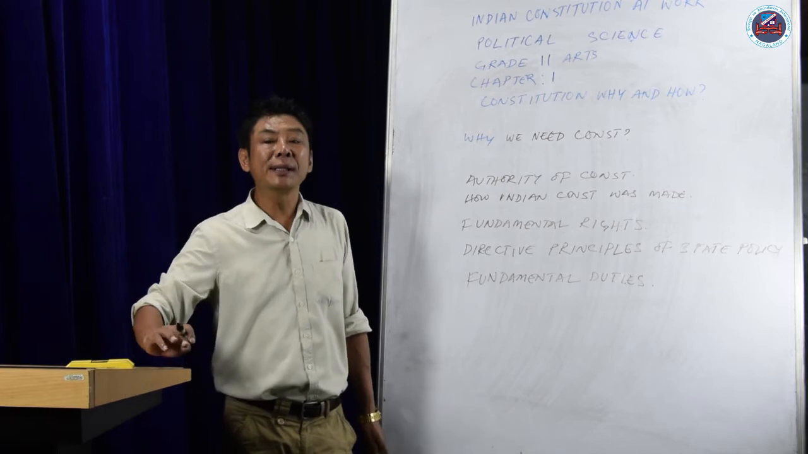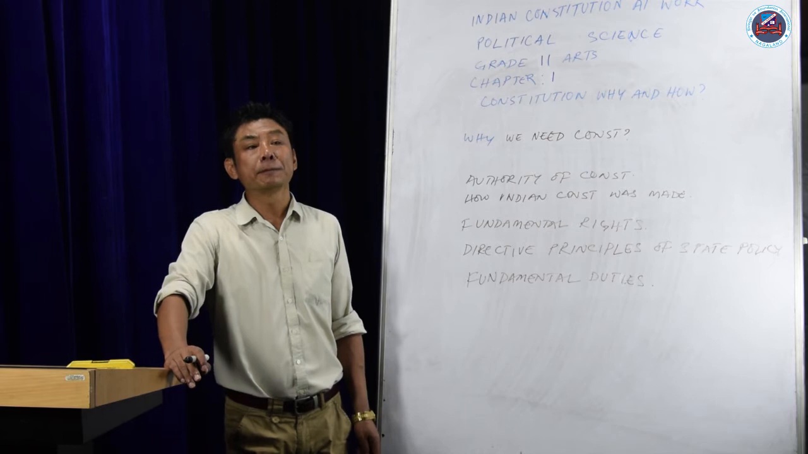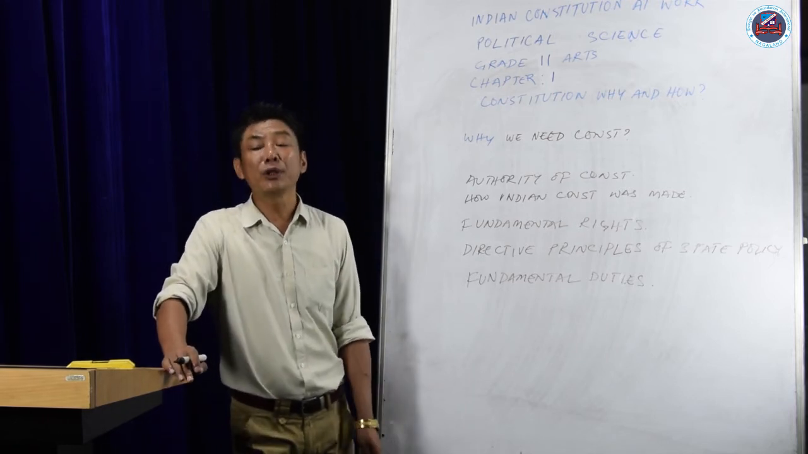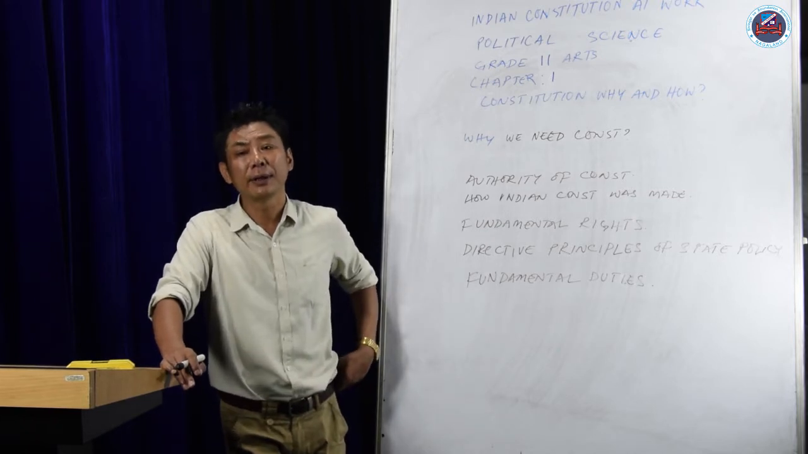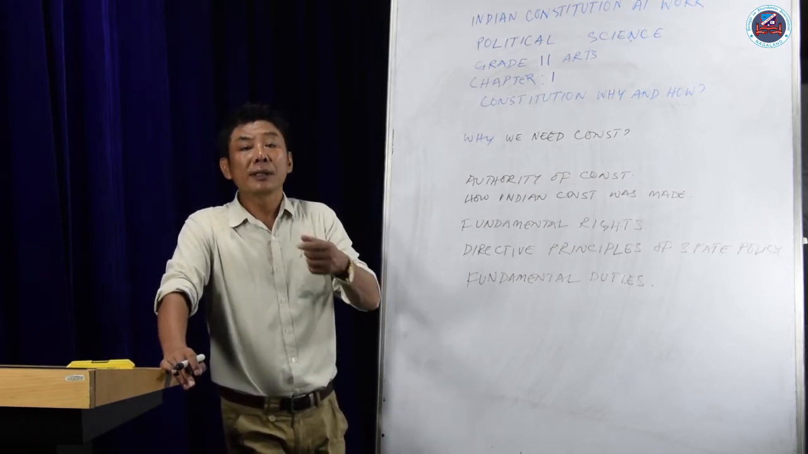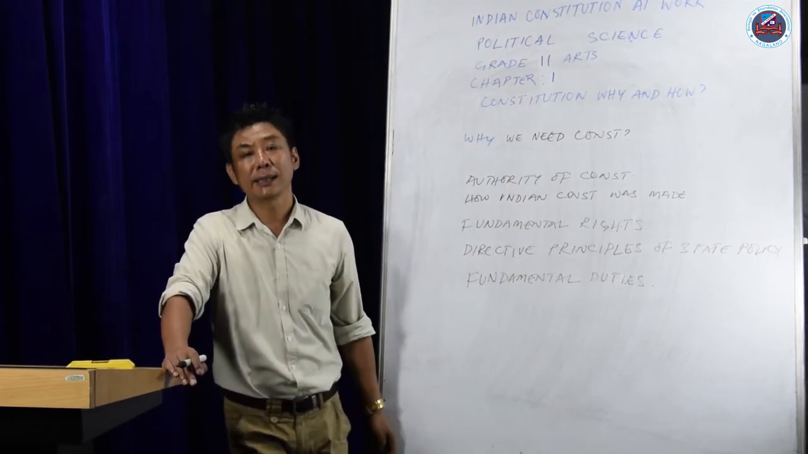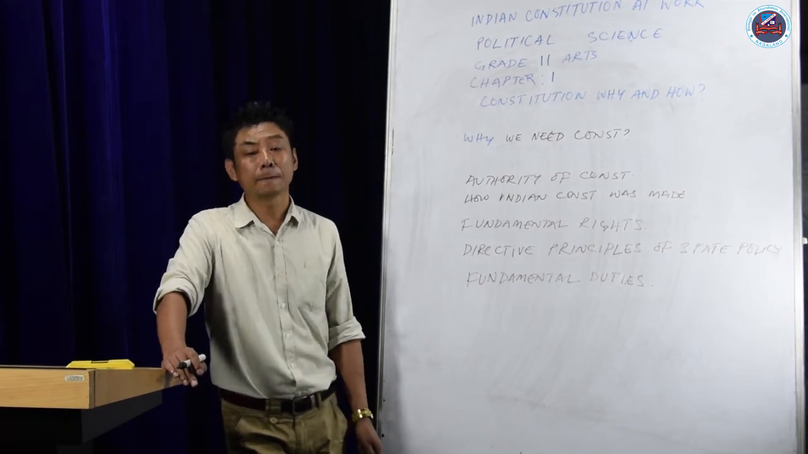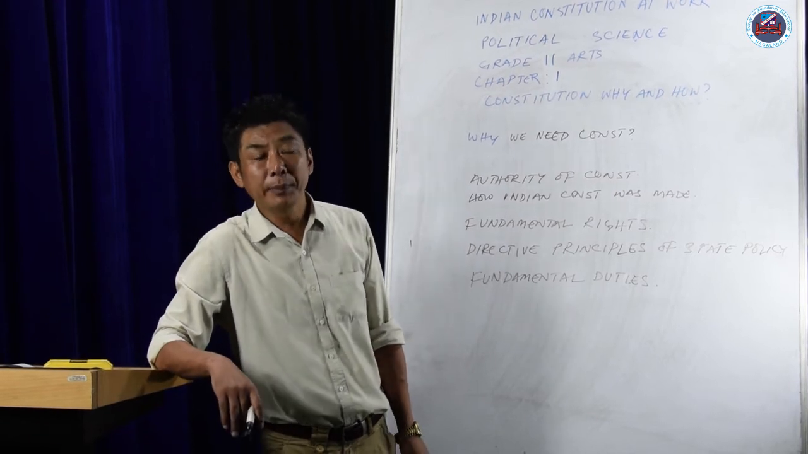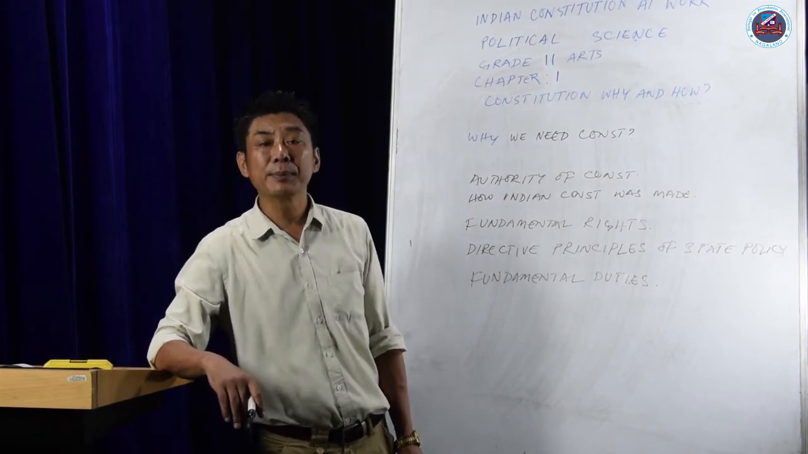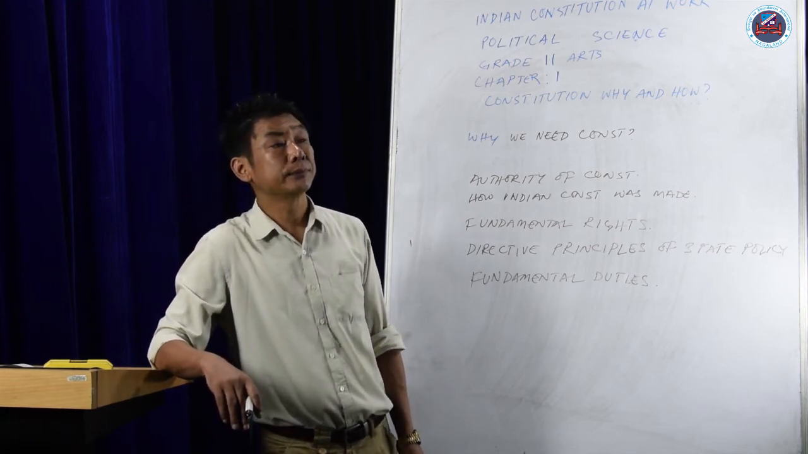The members of the Constituent Assembly were elected indirectly by the members of the Provisional Legislative Assembly, which was elected in 1935. The members of the Constituent Assembly were elected based on the ideas of the Cabinet Mission Plan. The next topic is about the fundamental rights and the directive principles of state policies, then fundamental duties.